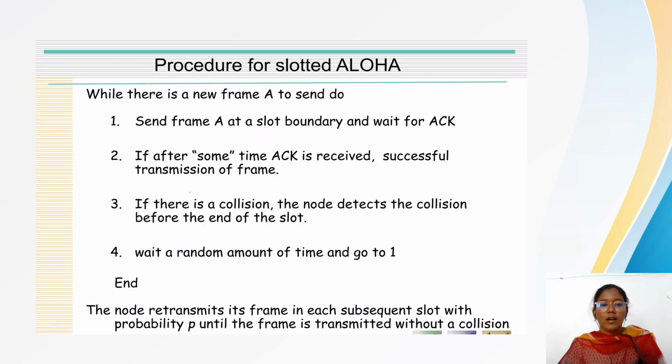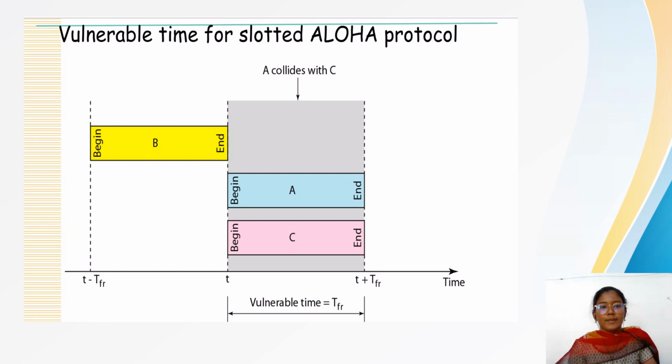Procedure for slotted ALOHA: while there is a new frame A to be sent, send frame A at a slot boundary and wait for the acknowledgement. If the acknowledgement is received, the transmission of the frame is successful. If there is a collision, the node detects the collision before the end of the slot, waits a random amount of time and goes back to the start. The node retransmits its frame in each subsequent slot with probability P until the frame is transmitted without a collision.